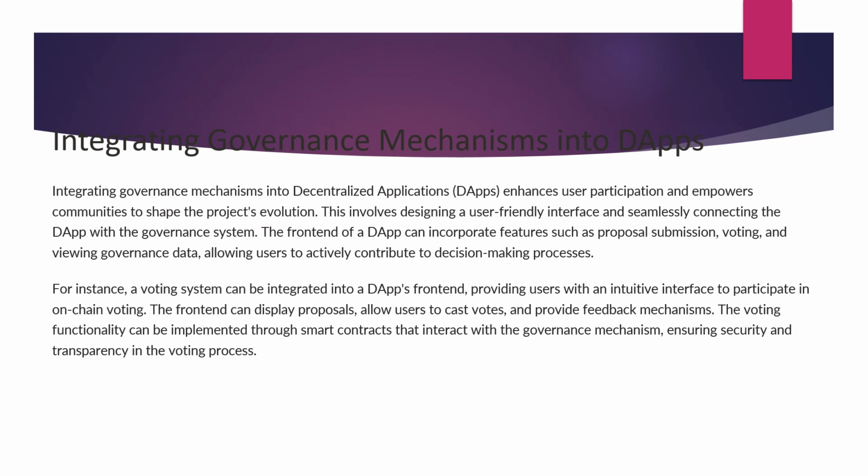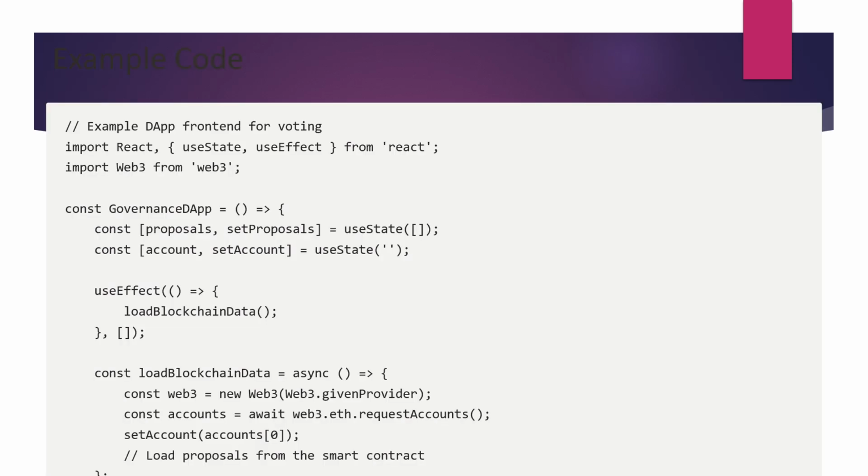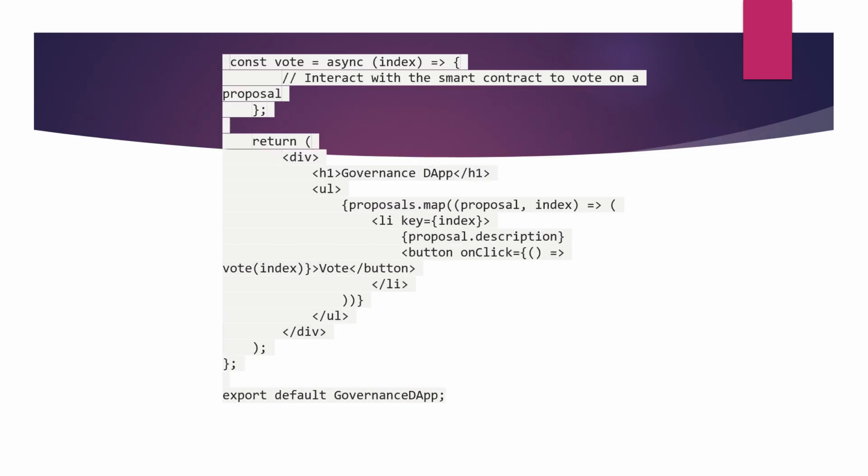Now, integrating governance mechanisms into DApps enhances user participation and empowers communities. A user-friendly interface is key, allowing users to submit proposals, vote, and view governance data easily. We have seen how to integrate governance mechanisms in DApps in the last video. You can refer to it. This is the code we have used in this video as well as in the last video. You can refer to it. It's the same code.